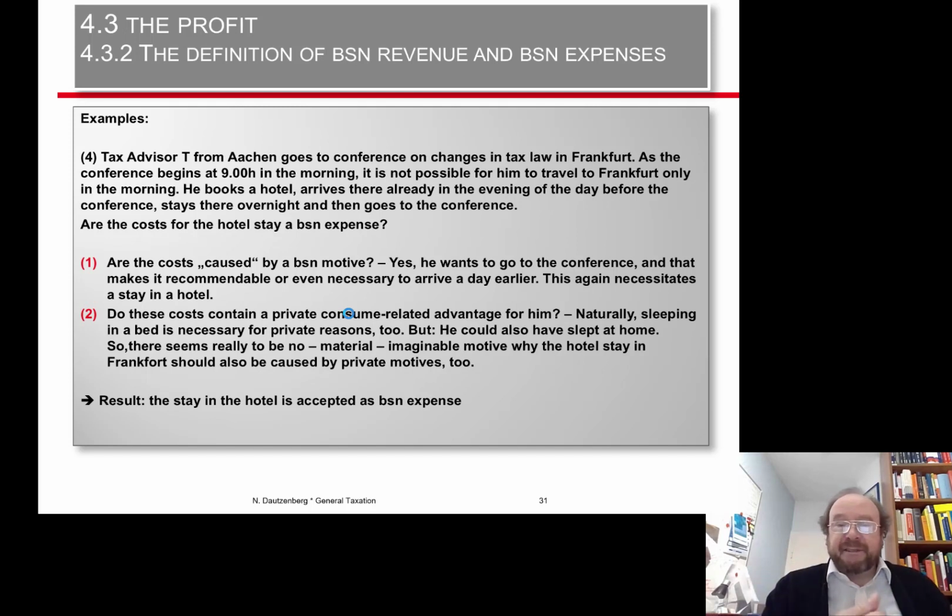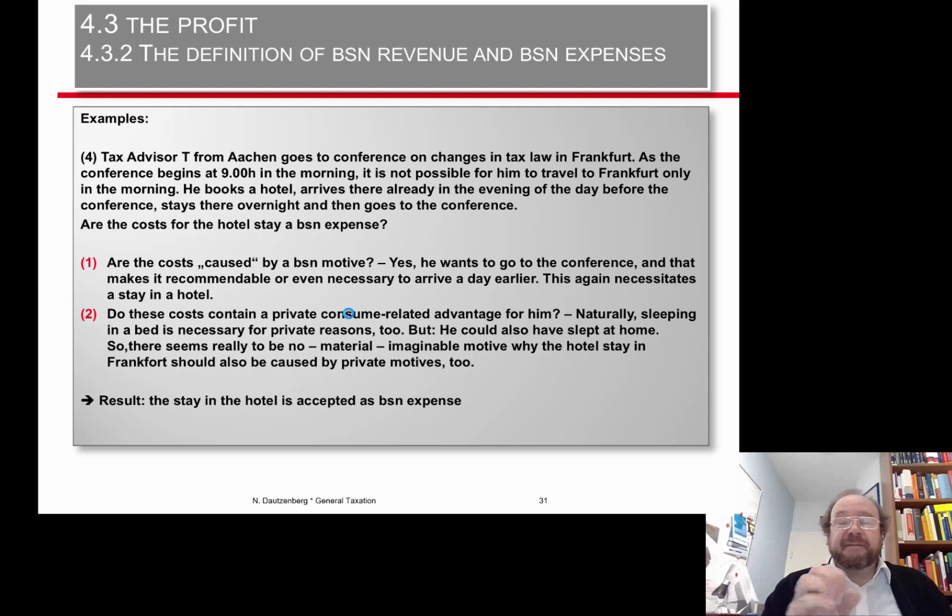Good. Tax advisor T again from Aachen goes to a conference on recent changes in tax law. That's always something important because, you know, tax law changes every time in details, fortunately in details only.